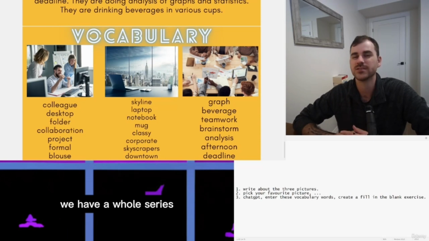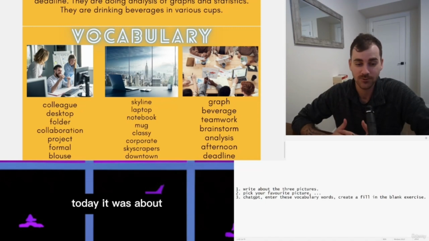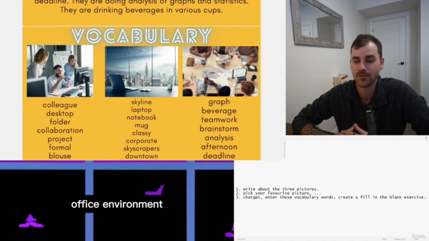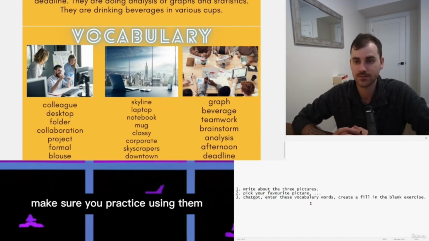We have a whole series of lessons on describing pictures. Today was about office environment. So stick around and don't forget these vocabulary words. Make sure you practice using them.